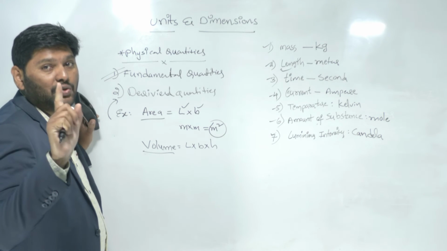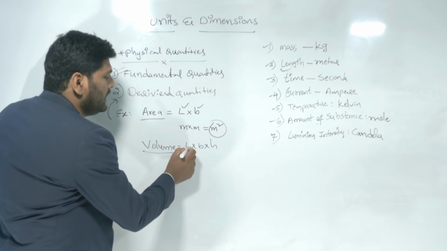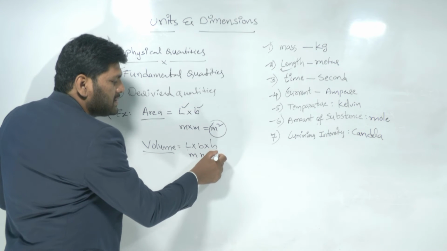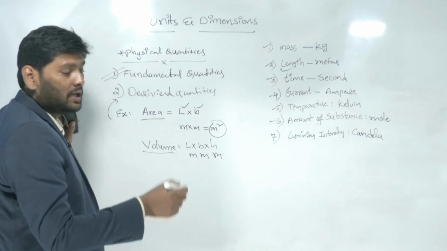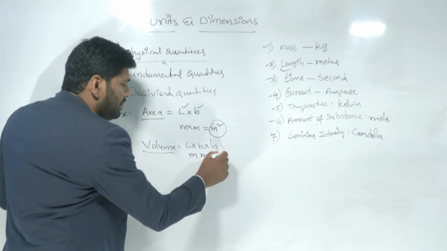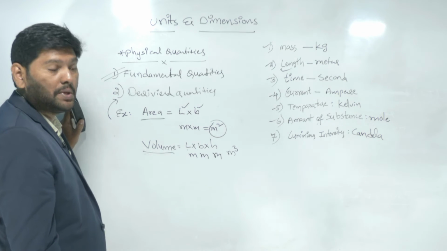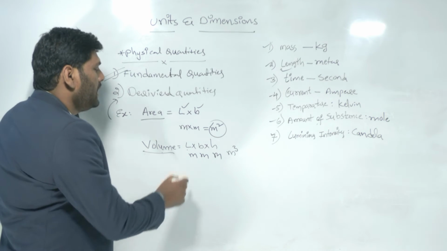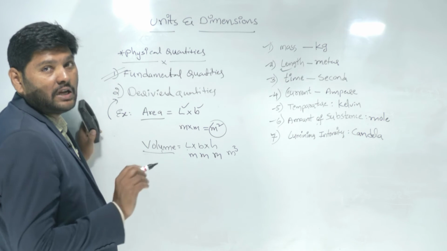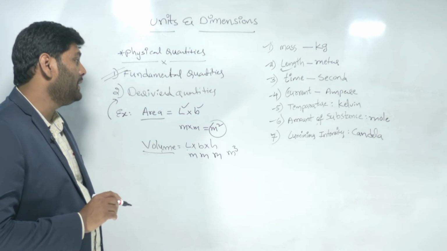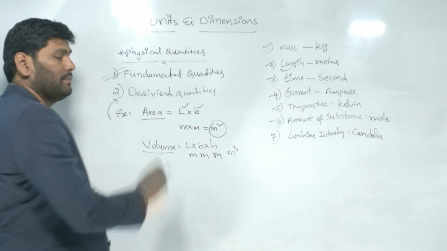But here what is the unit for volume? Length means meter, breadth means meter, height means meter. So finally what is the unit for volume here? Meter cube. So meter cube is the volume unit and volume is a derived quantity because it depends upon what kind of quantity? Fundamental quantity.